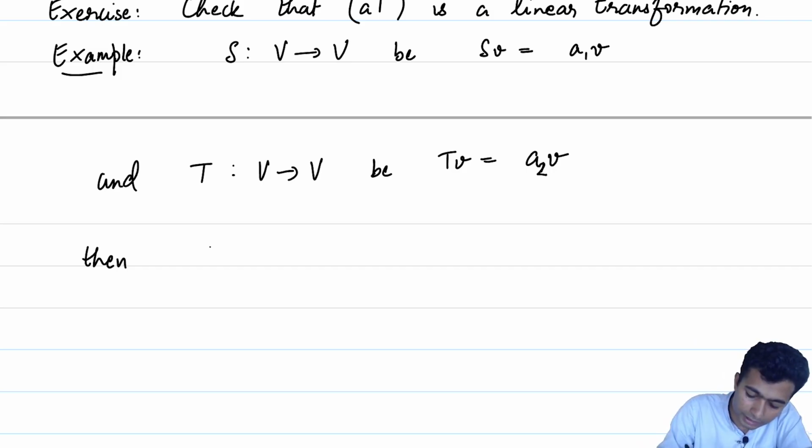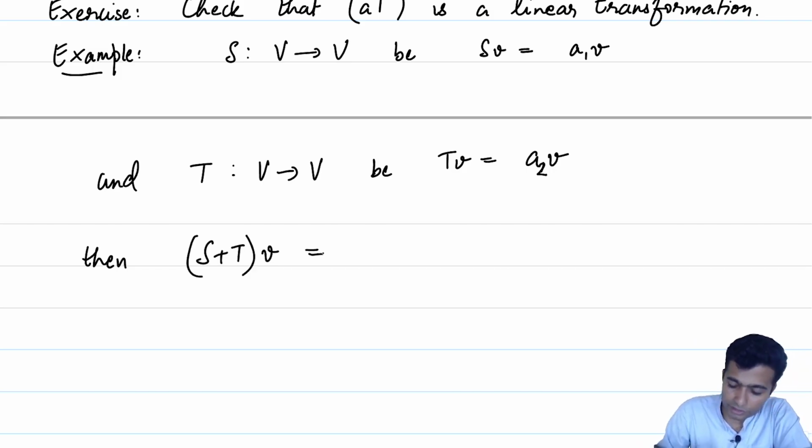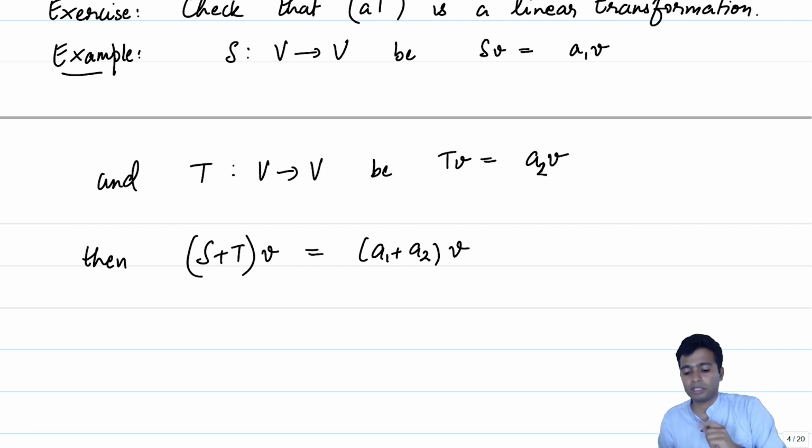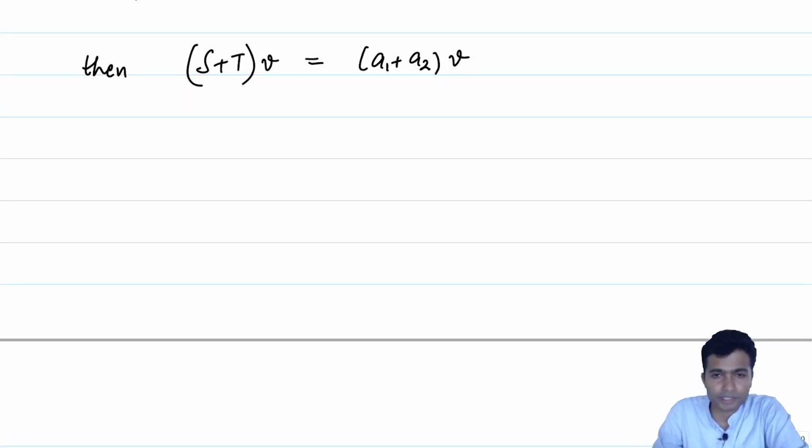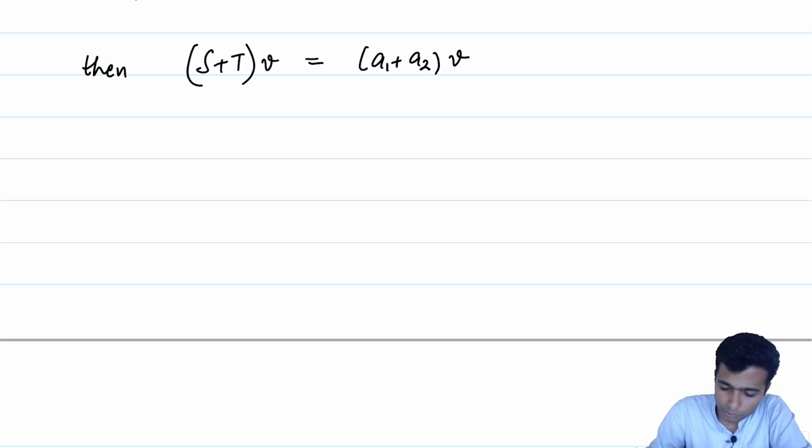Then what is our S plus T? S plus T of V by definition is S V plus T V, which turns out to be A1 plus A2 times V, which is a dilation again. We know it should be a linear map, but in this case it turns out to be a dilation itself. Similarly, we can talk about other operations. They are straightforward concepts, so let me not spend too much time on the examples.